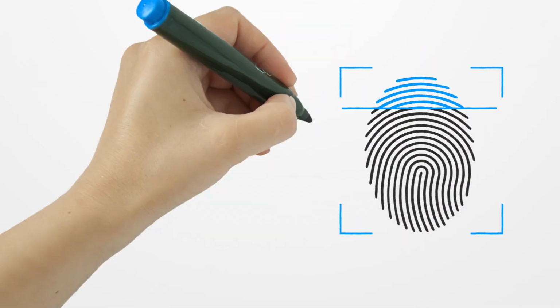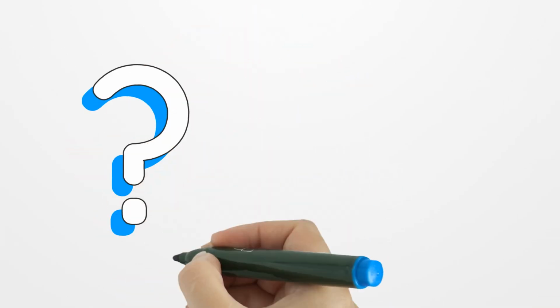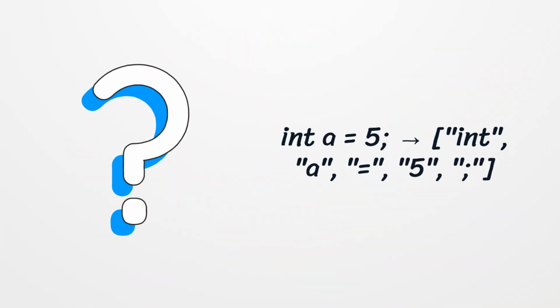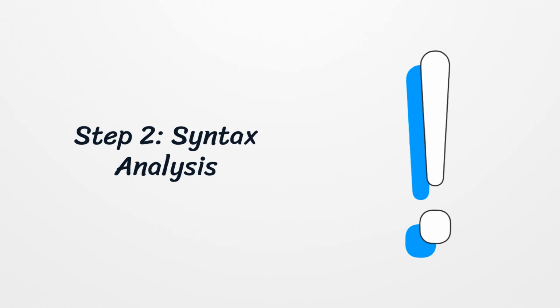First, it scans your code line by line, chopping it into tiny parts called tokens, like words in a sentence. For example, int a equals 5 becomes these individual tokens the compiler can understand. Next, it checks the grammar of your code, making sure everything follows language rules. Forget a semicolon? Compiler catches it instantly.